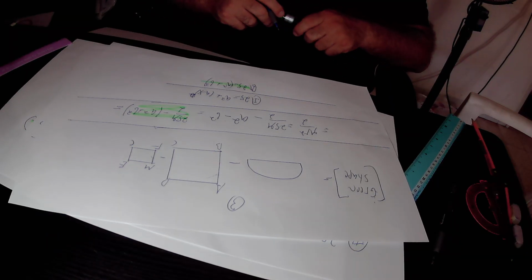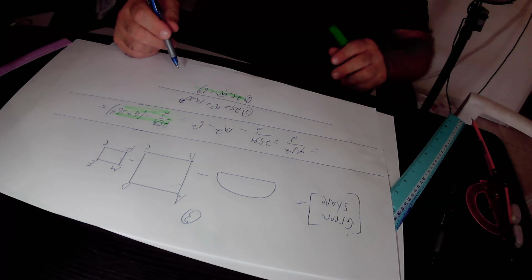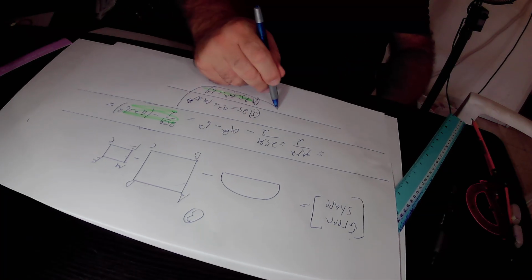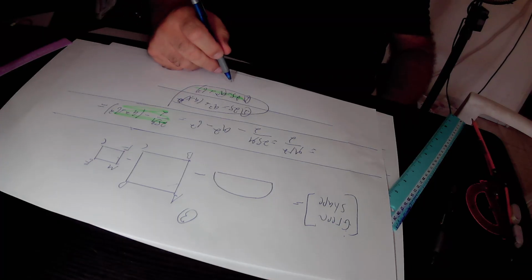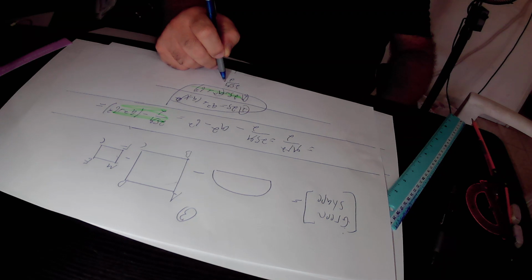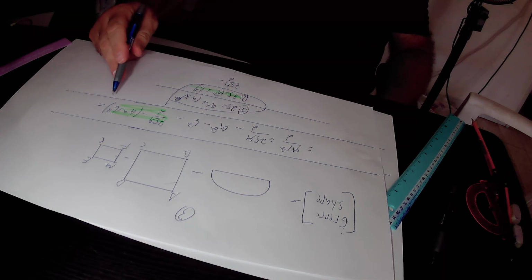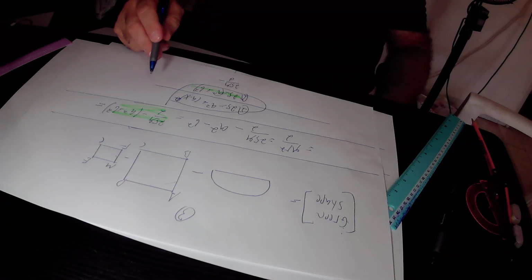And therefore in total the green shape equals 25 pi over 2 minus a squared plus b squared. But we already found out that a squared plus b squared equals 25. So we substitute a squared plus b squared by 25.